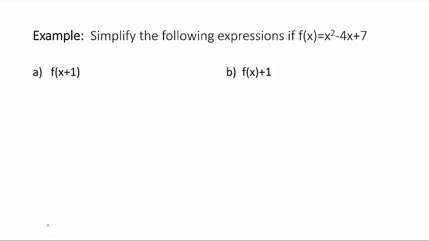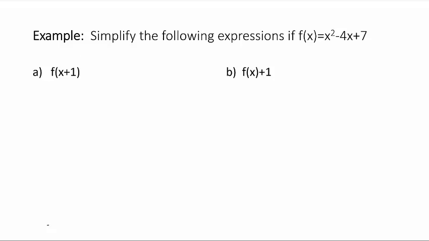In this video, I'd like to do an example of simplifying expressions involving function notation where you're adding a constant inside the function versus outside the function. So for this example, we're going to simplify the following expressions if f of x is equal to x squared minus 4x plus 7. And our first task is to find f of x plus 1.